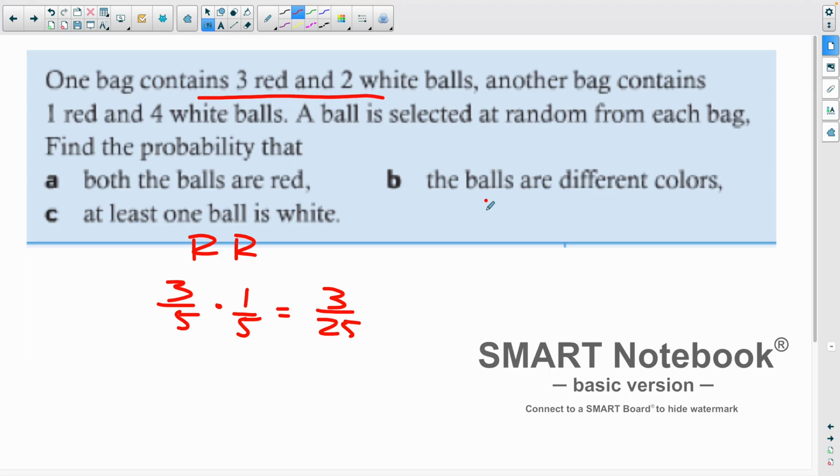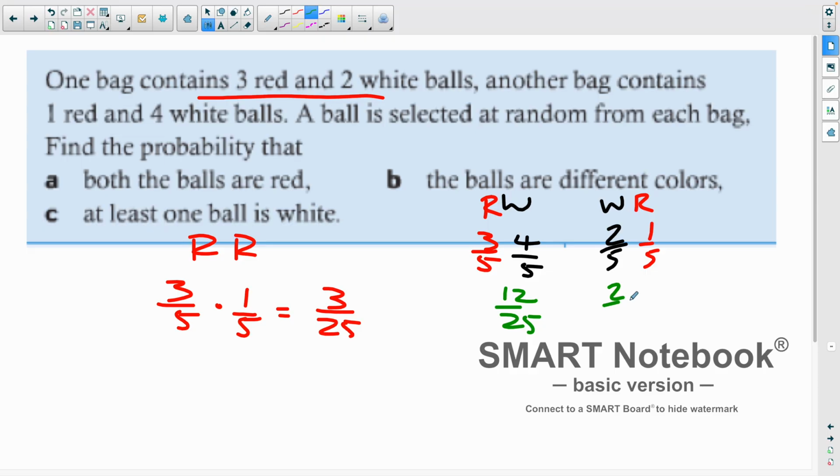So I'm going to draw red, white first. So if I drew a red and white, red out of the first one would be 3 out of 5. White out of the second one would be 4 out of 5. If I were to multiply those together, I get 12 out of 25. That's the probability that I draw a red first and then a white. I'm going to do the other one as well now. I'm going to do white and red. So white out of the first bag would be 2 out of 5. And a red out of the second one would be 1 out of 5. So to draw a white red, that would be 2 out of 25.